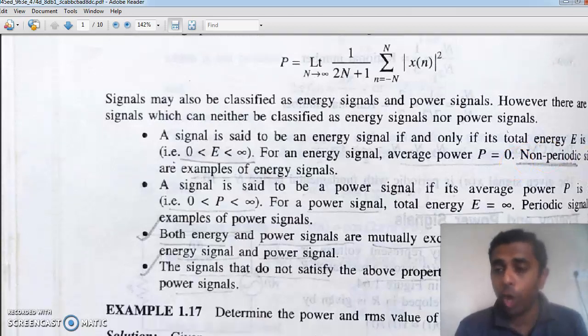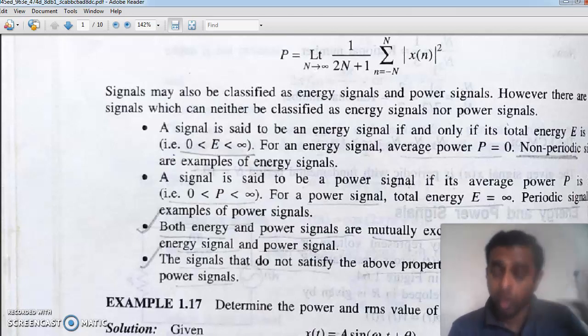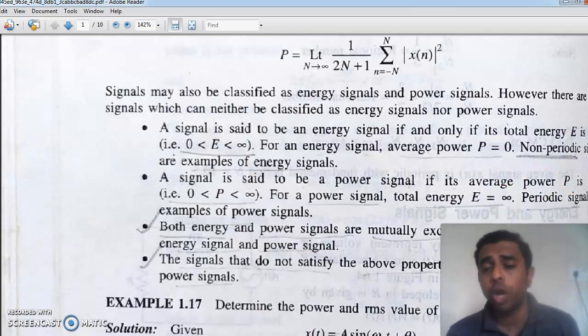And all non-periodic signals are examples of energy signals. Likewise, if it is a power signal, when you apply the equation, you should get a result which is less than infinity, and for that, energy is infinity. So a power signal has a value of power less than infinity, but its energy is infinity. So periodic signals are examples of power signals. There can be signals which are neither energy nor power.